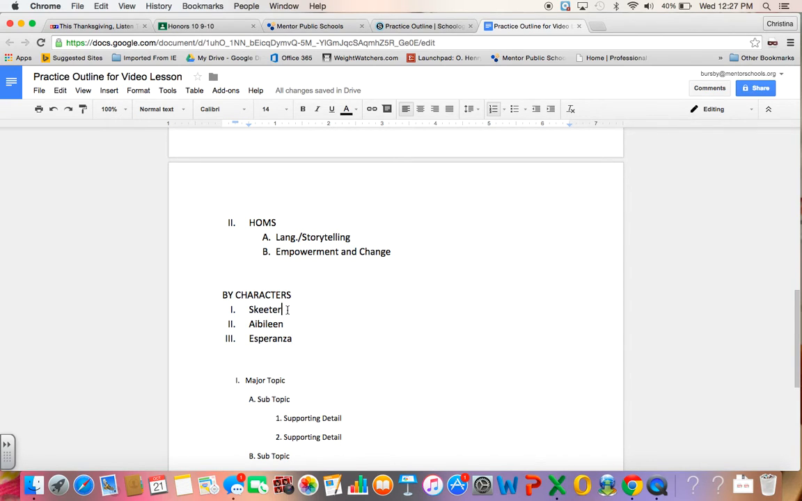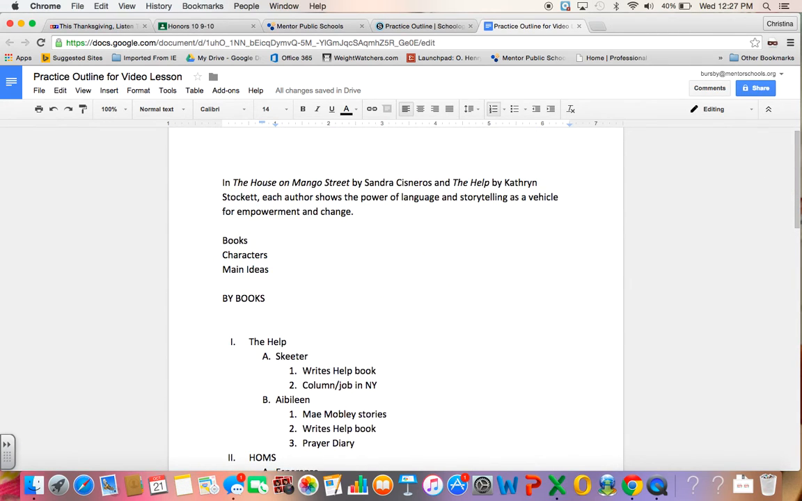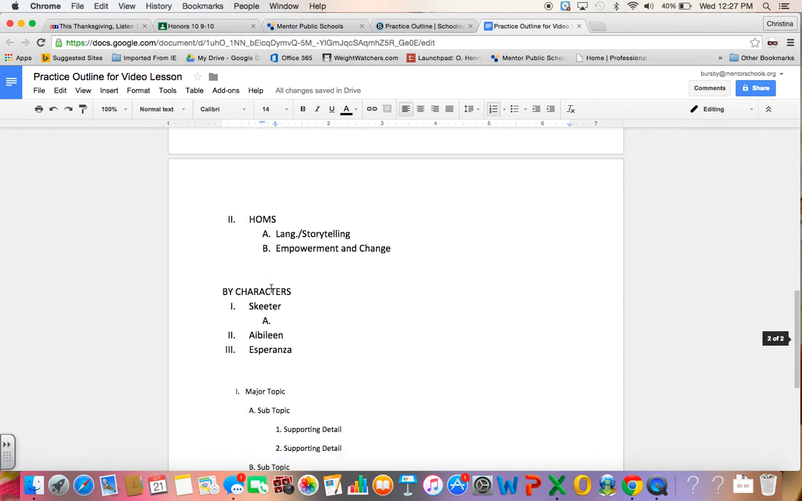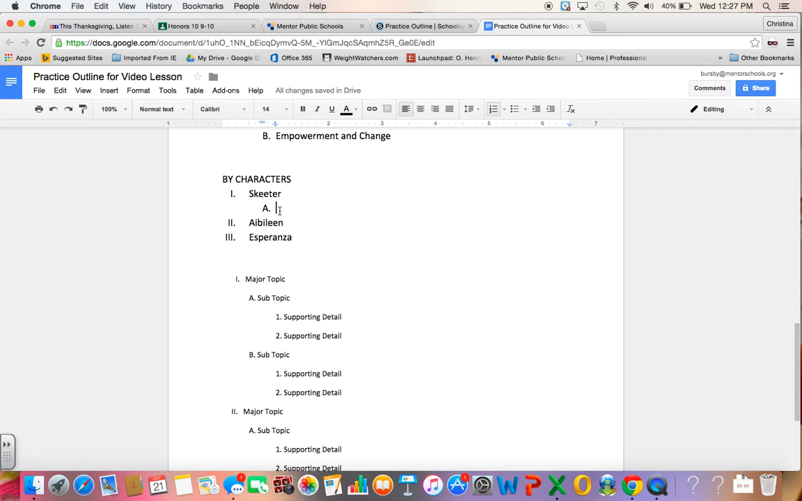Okay, so if we do it this way, we need to think, okay, how do we divide Skeeter out into subtopics, okay? Now, looking back at our list, okay, the first one is by books. Well, we can't use that one because what are we going to divide it out to? House on Mango Street and The Help, that doesn't make sense. So we can't use that one, so we'll ignore that, okay? And right now, our major topic is characters, so all that leaves is main ideas. Okay, so we're going to come back here and we're going to think of main ideas.